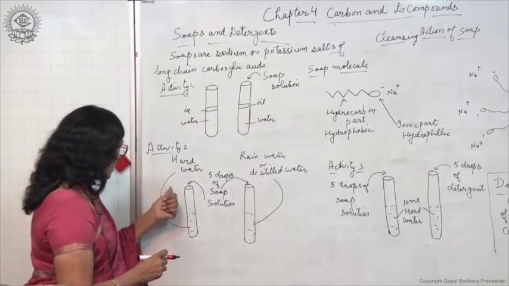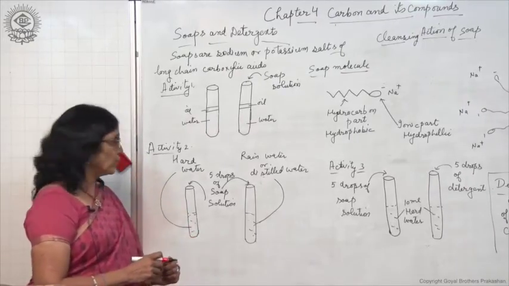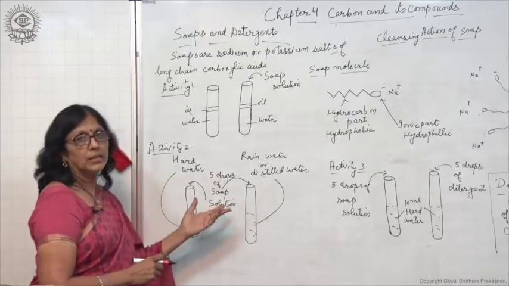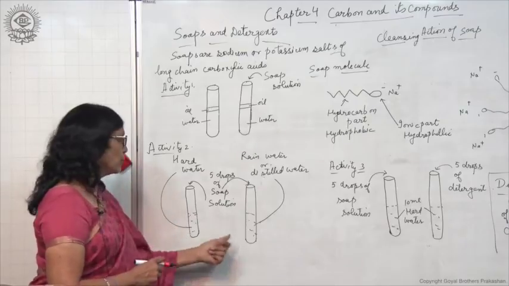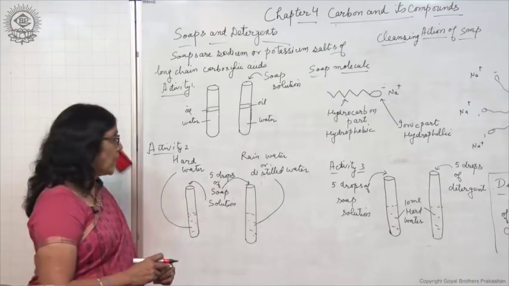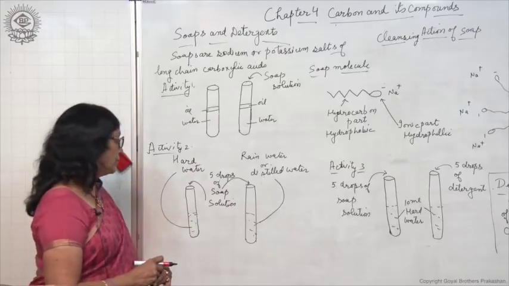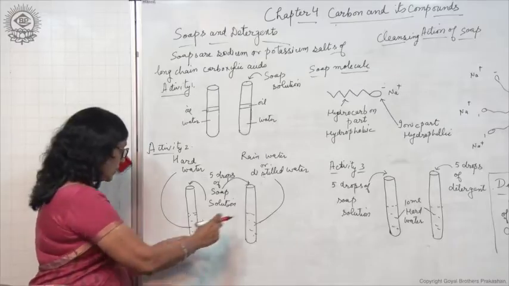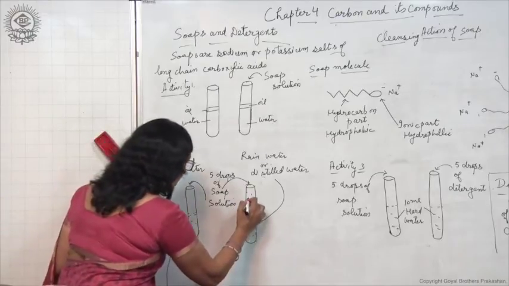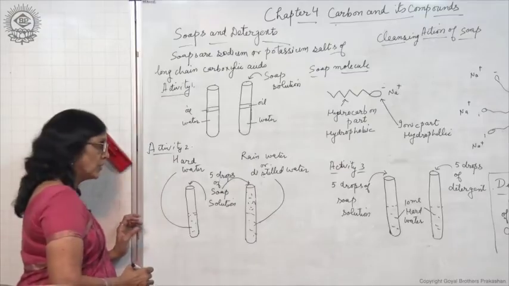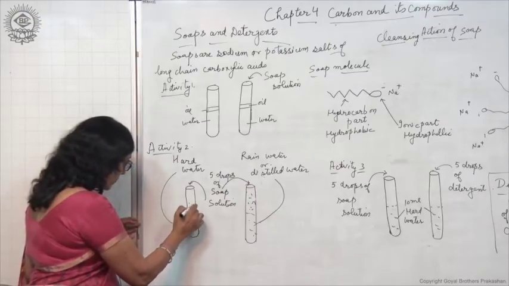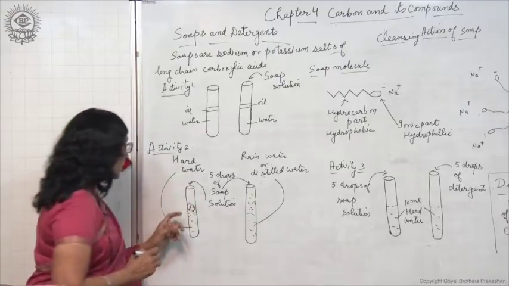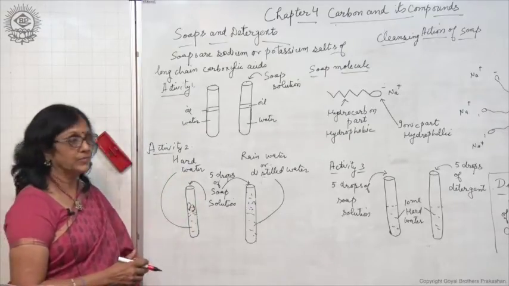Now take equal volumes in both the test tubes and add to them equal number of drops, say 5 drops of soap solution in both the test tubes, and shake them equal number of times and see the observation. You will see that the lather formed in the test tube which contains distilled water will be more than the lather formed in the test tube containing hard water.